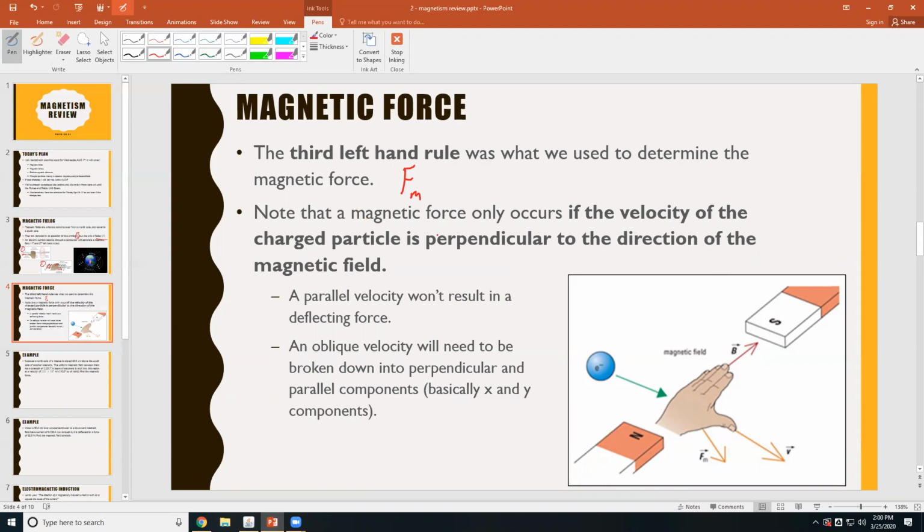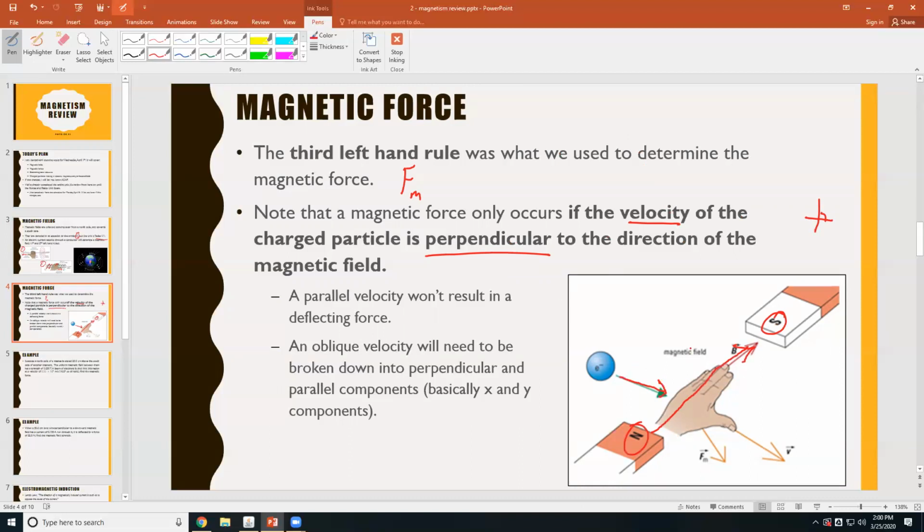Now, I want you to note that a magnetic force only occurs if the velocity of the charged particle is perpendicular to the direction of the magnetic field. Okay, so let's say in this example, we can see in this picture, we have a north magnet and a south magnet. Therefore, the direction of your magnetic field is going out of the north and into the south. And the velocity of this charged electron right here is actually perpendicular to it, perpendicular being like at a 90-degree angle, right? So since that velocity is perpendicular, there is going to be a magnetic deflecting force here.